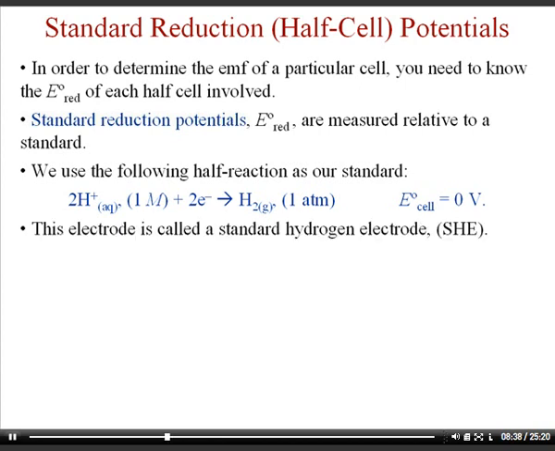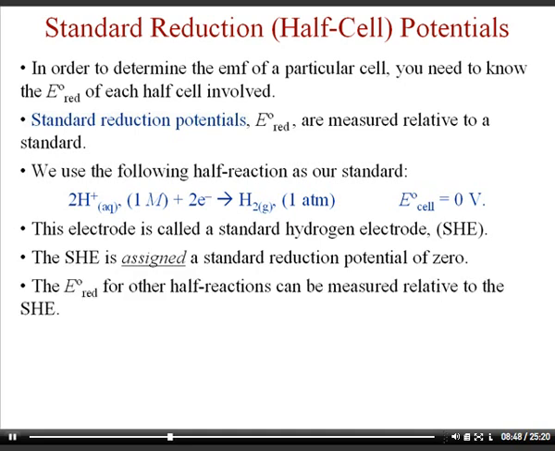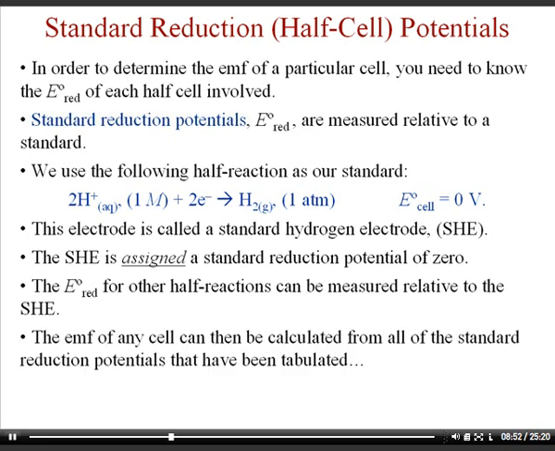So everything else is compared to this standard hydrogen electrode, which is nicknamed SHE, or the SHE. So the SHE reaction is assigned a standard reduction potential of 0, and then all the other half reactions can be measured relative to the SHE.